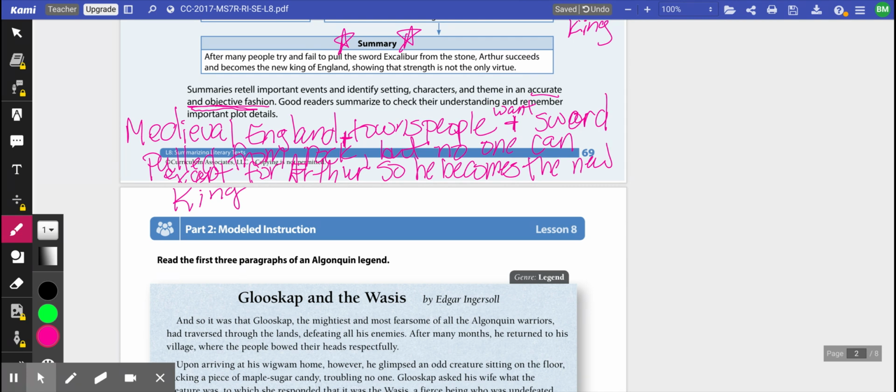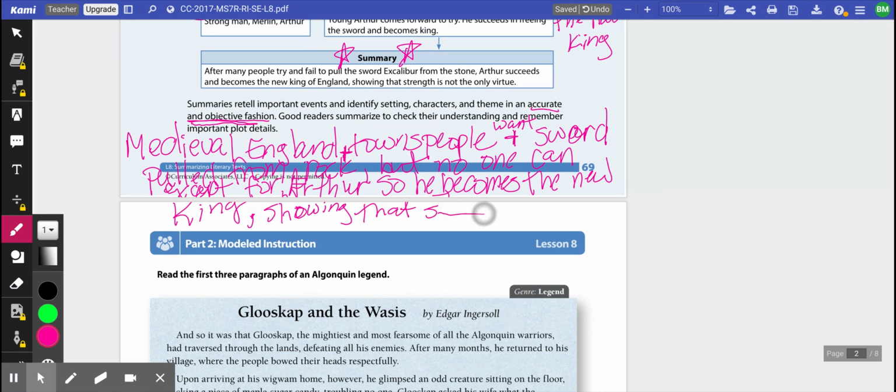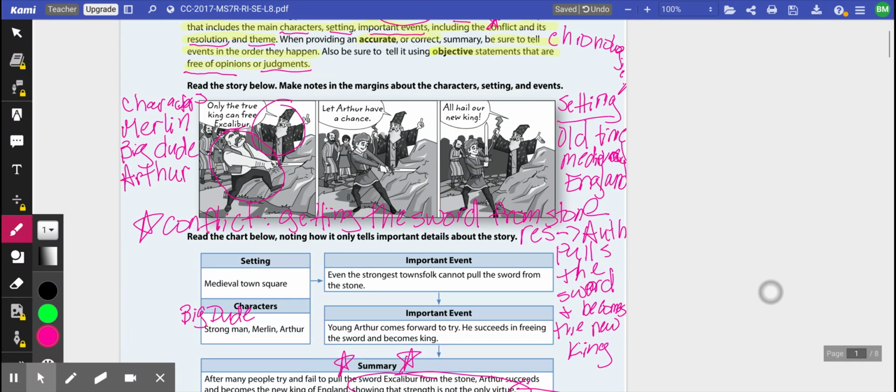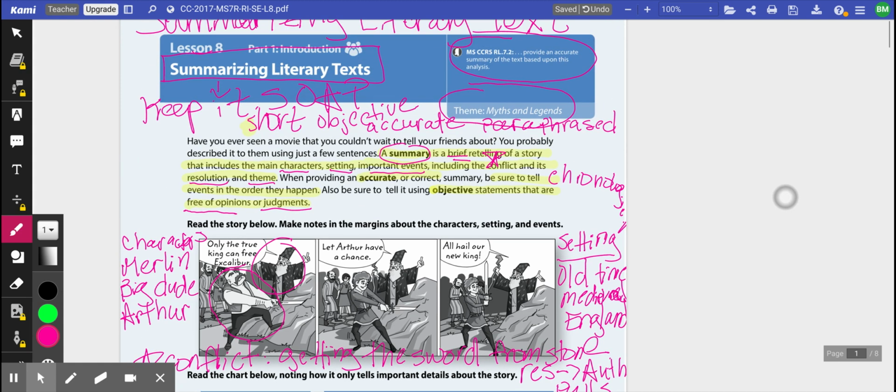And our theme would be the same. Showing, I like that. Showing that strength. I'm going to draw an arrow, maybe. There we go. Is not the only virtue. Okay? And that is our first step into summarizing fiction.